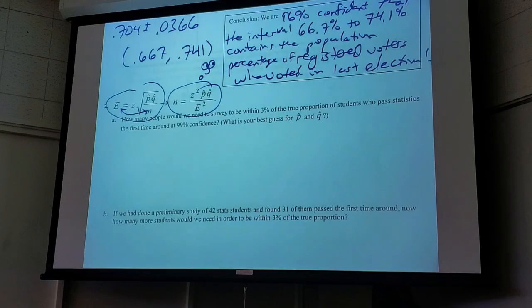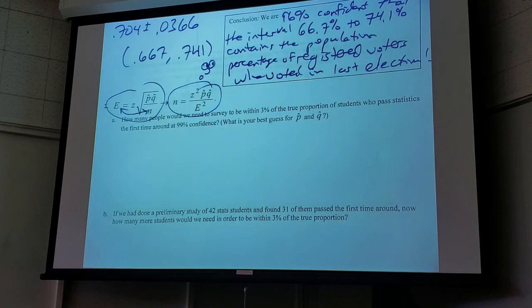So read through this. How many people would we need to survey to be within 3% of the true proportion of students who pass statistics the first time around at 99% confidence? I kind of give it away there with my parentheses statement, but do we know what Z is? Not yet, but we can get it. Do we know what E is? Yes. What is it?